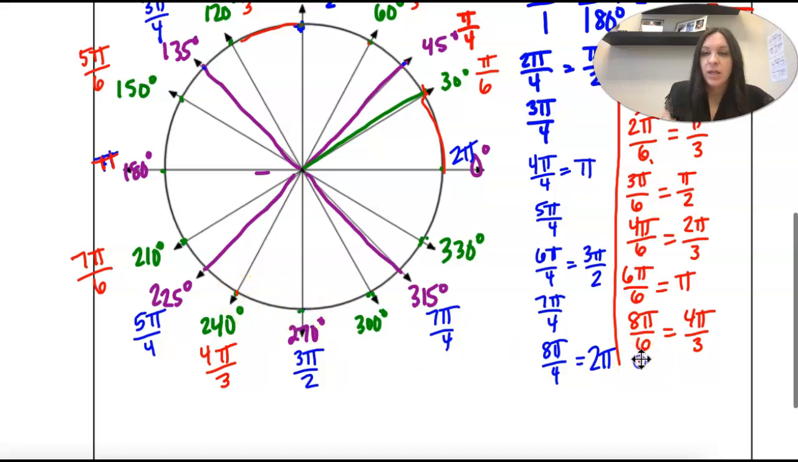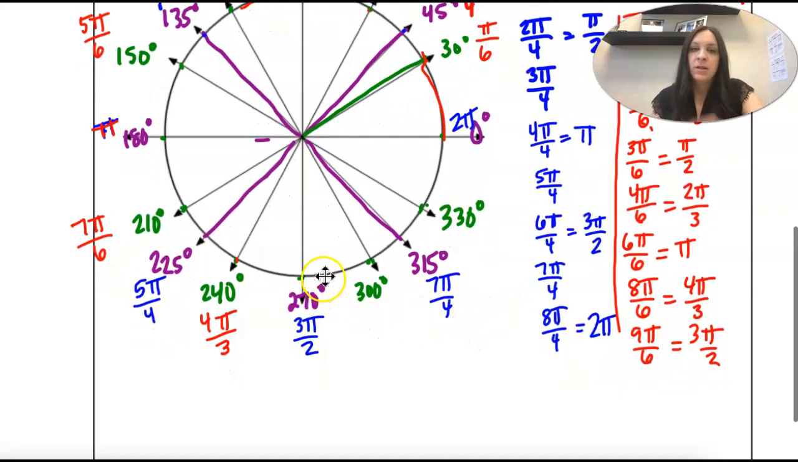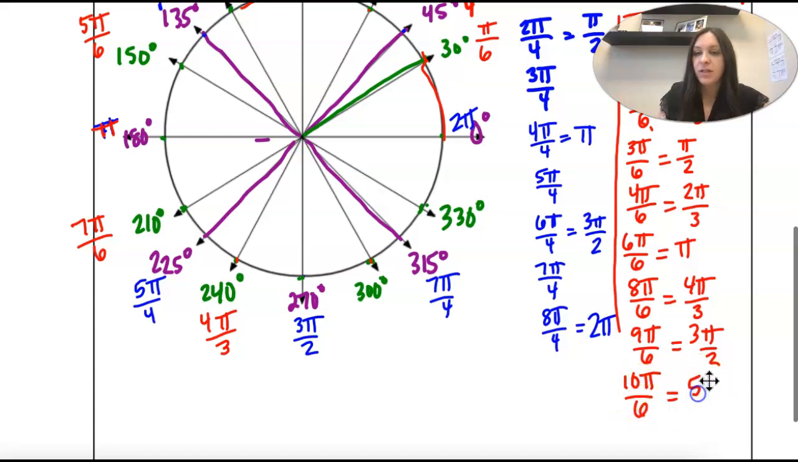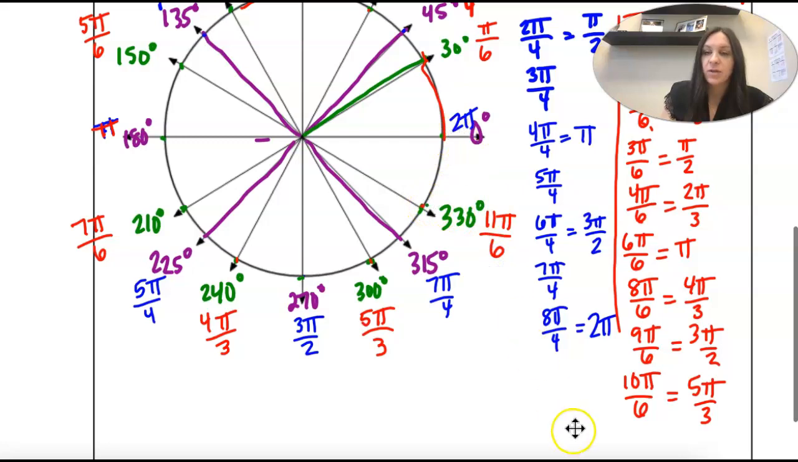Another pi over 6 will be 9 pi over 6. Guess what that reduces to? I already have it. 3 pi over 2. Going to 300 degrees, which is 10 pi over 6. When you divide those by 2, you get 5 pi over 3. One more, 11 pi over 6, and our last one is 12 pi over 6, which reduces to 2 pi.